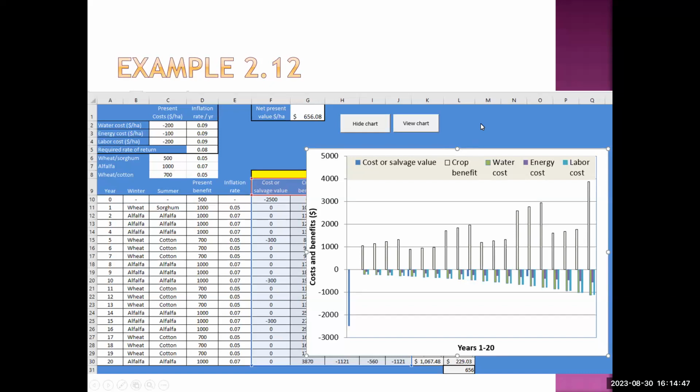Go ahead and download the spreadsheet if you haven't already, and go to the cash flow diagram page. We include inflation and required rate of return in this spreadsheet. All the baseline costs, the present costs, or the present value of the annual yield are here in column C. The inflation rate per year is here. And I'm going to have you adjust this back to match the example. These are different inflation rates.